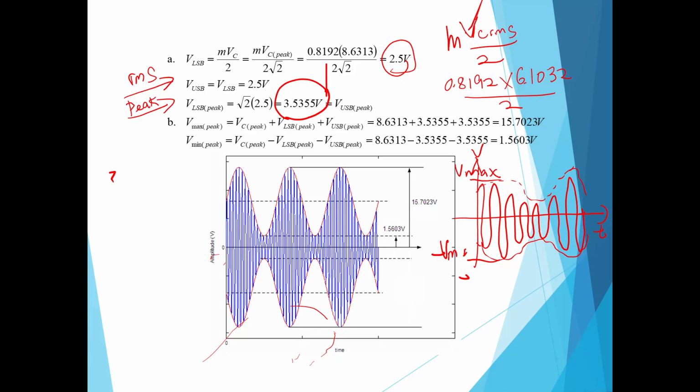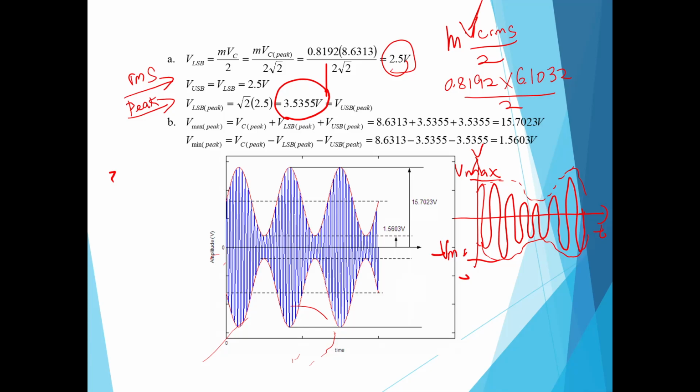This is important: modulation by several sine waves. To calculate the resulting power, let V1, V2, V3 all be the peak amplitudes of the input messages. That means we have VM1, VM2, VM3, and so on, dan seterusnya.